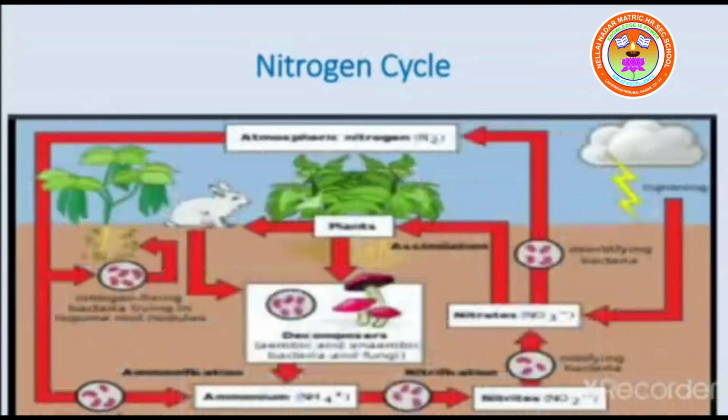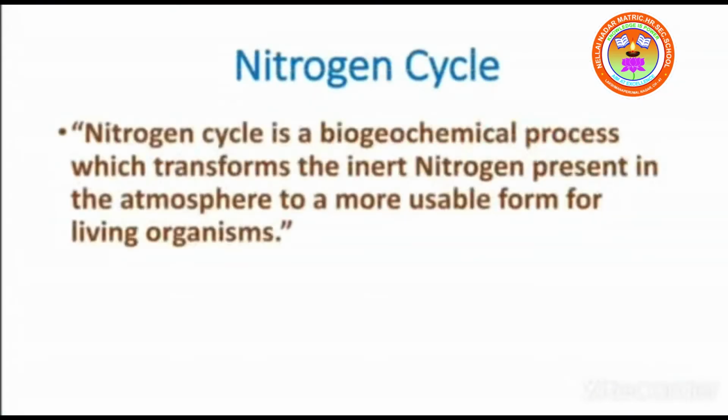Nitrogen cycle. The nitrogen cycle is a biogeochemical process which transforms the inert nitrogen present in the atmosphere to a more usable form for living organisms. Nitrogen undergoes various types of transformation to maintain the balance in the ecosystem.